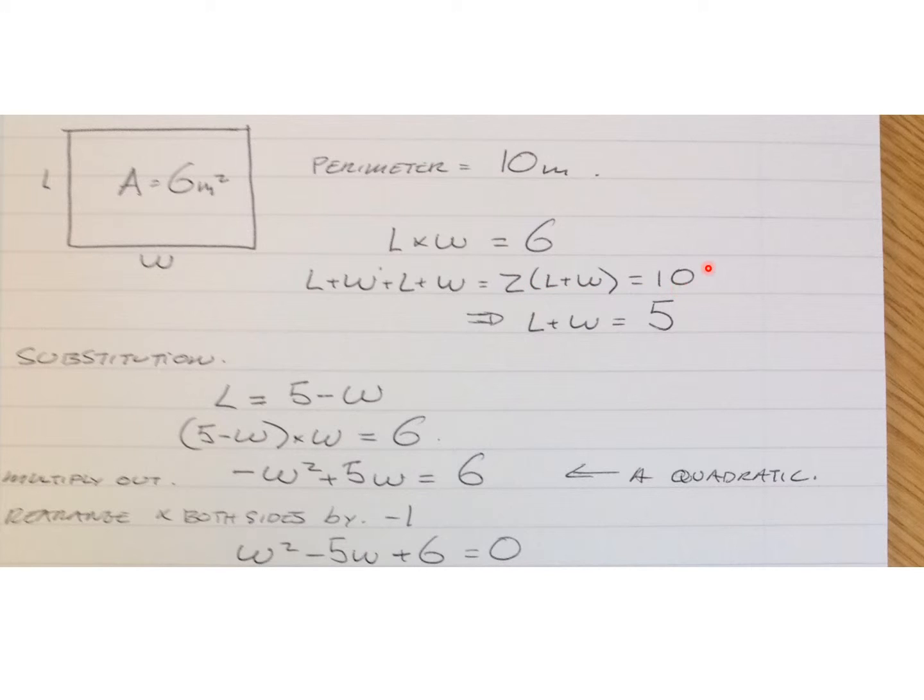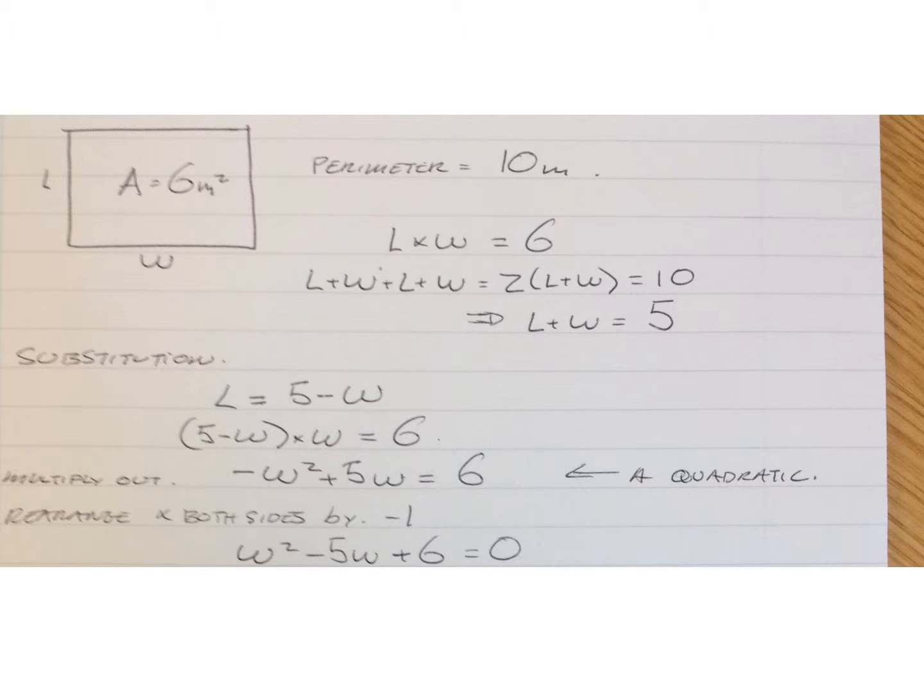We can simplify this equation a little bit more. We can divide both sides by 2, and that just gives us length plus width is 5 meters. So we should have probably put a little meters there. So now we've got two equations, and we want to solve for our two unknowns, L and W. First of all, we're going to try substitution.